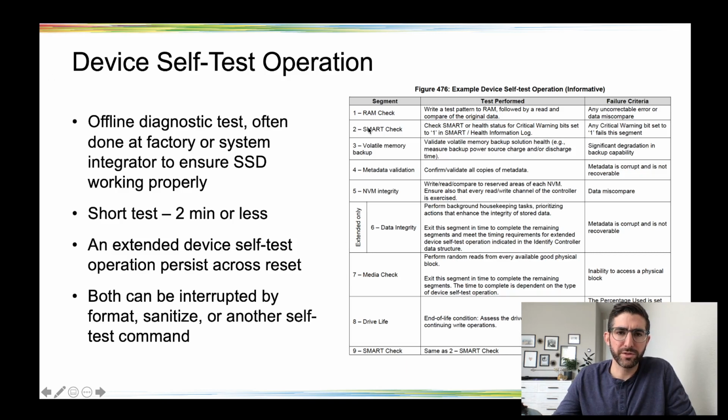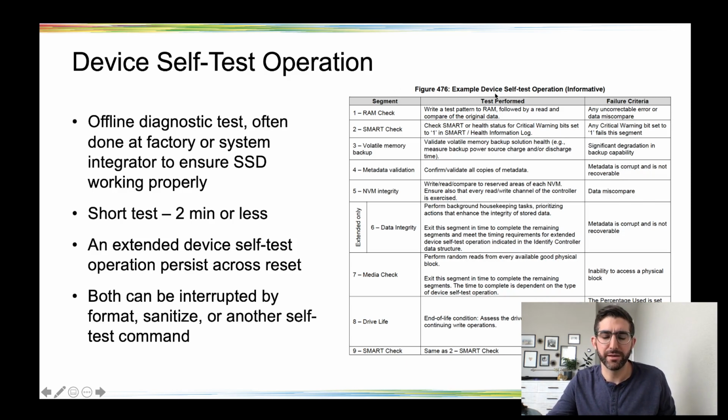The other one we talked about briefly was device self-test. And I mentioned if you're repurposing a drive or taking a new drive into a new system, and you want to make sure everything's operating correctly, you can run the device self-test. The short test is supposed to be 2 minutes or less. For the extended test, the device self-test log says about how long it's supposed to take. It depends on the drive vendor, but basically this test just runs through this.